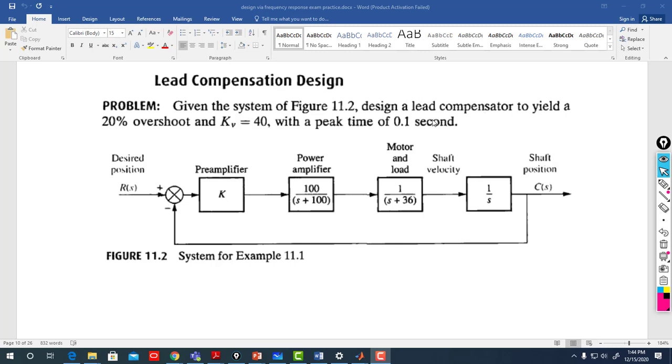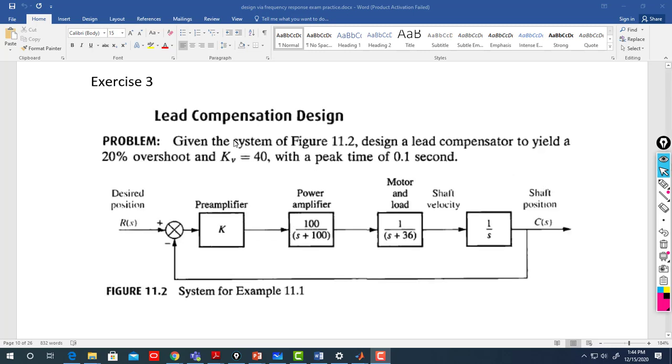Design a lead compensator to yield a 20% overshoot and a KV equal 40 with a peak time of 0.1 second. So now it's okay to have a little bit more overshoot. Instead of 9.5 previously in the lag compensator, it's okay to have 20%, KV 40. So before KV was 168.